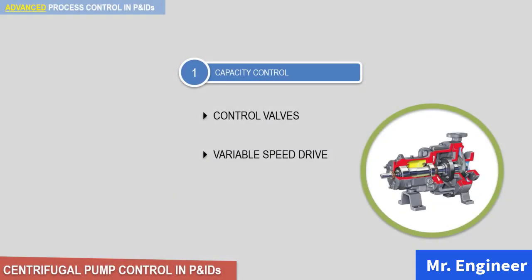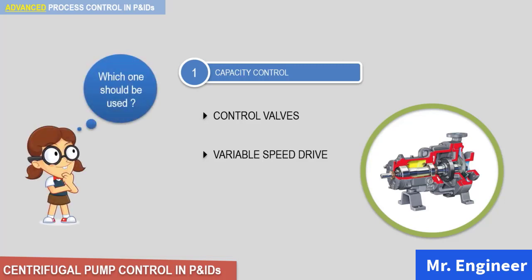Okay, so now we know that there are at least two methods of controlling centrifugal pumps, by control valve and by VFD, or variable frequency drive or variable speed drive. Now, the question is, which one should be used? Sometimes, when we are not sure, we use both of them in the form of split range control. If we cannot afford to use both of them in the form of split control, we need to choose one of them.